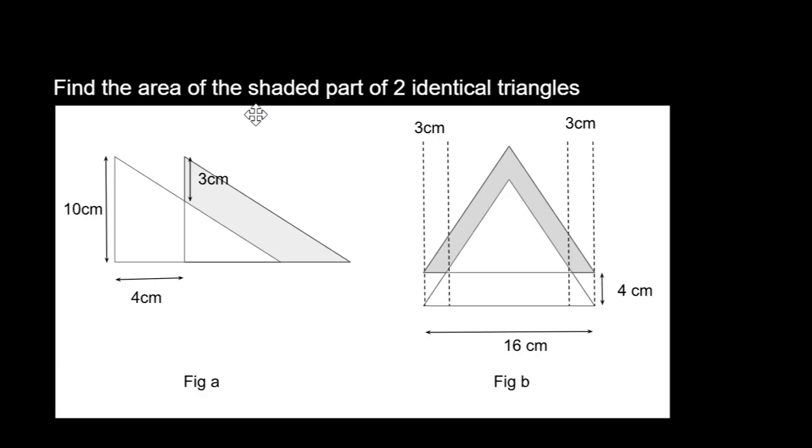That is, you are supposed to find the area of the shaded part, and in both diagrams, the triangles are identical. So in figure A, this is one triangle, and this is the second identical triangle. In figure B, this is one triangle and this is the second identical triangle.